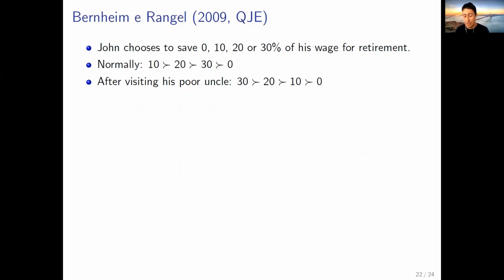So Bernheim and Rangel have this very cool paper in the QJE in 2009, in which they discussed some similar examples. To give you an intuition of what they propose, let me go back to the same example in which John chooses how much to save between 0, 10, 20, and 30% of his wage for retirement. Normally he prefers to save 10% over 0, 20 over 10, and 30 over 20. Then he goes to visit his poor uncle and his choices reverse. He chooses 30 over 20, 20 over 10, and 10 over 0.